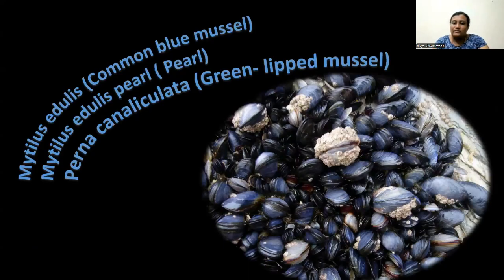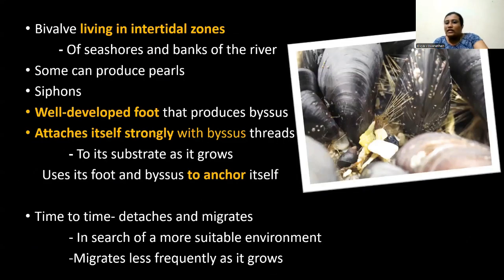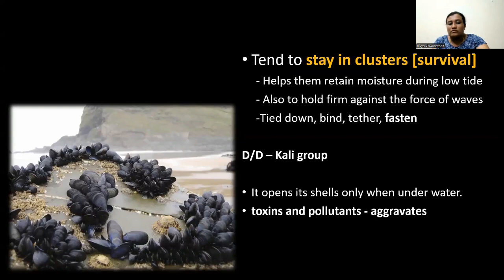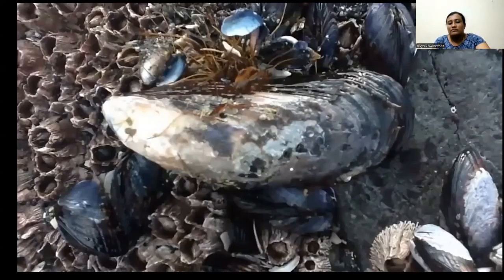This is Mytilus edulis, where you can see here a substance, strings, right? This is like a gum, glue. They glue to each other through the strings. See, it attaches itself strongly with byssus threads. This is the survival mechanism for Mytilus edulis. So they remain in clusters. See how it is in clusters.